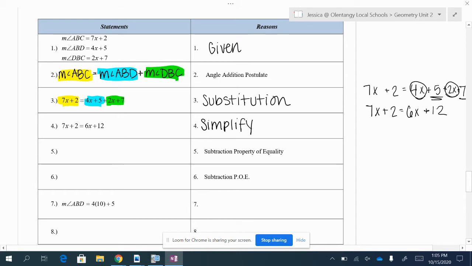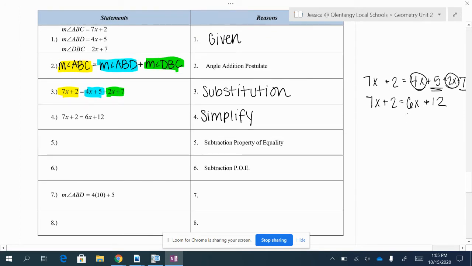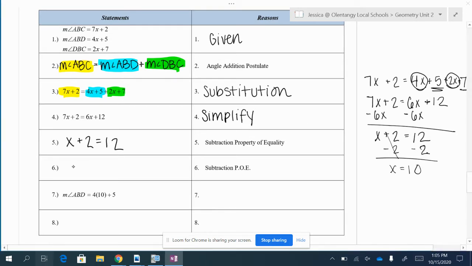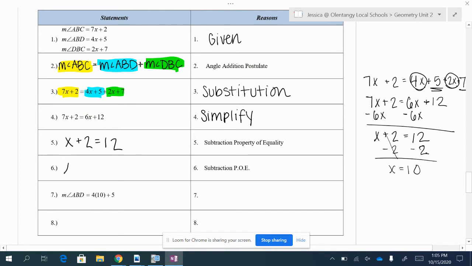Then what do I need to solve for x? Well, I need to get my x's on one side. So I'm going to subtract 6x over here. 7 minus 6 is 1x. So that's going to be my next step. So then I have x plus 2 is equal to 12. Then again, what do I need to do to solve for x? Subtract my 2 over. So then those cancel and I get x is equal to 10.